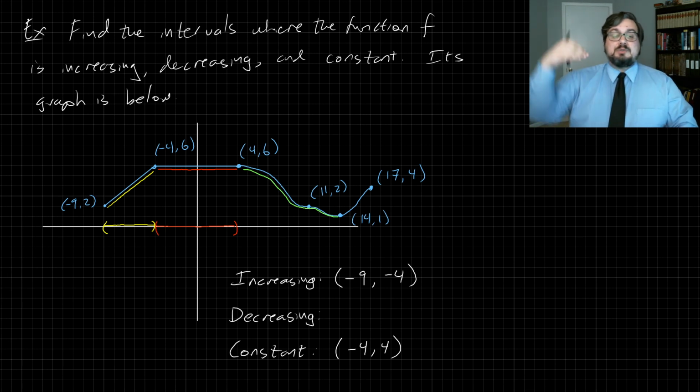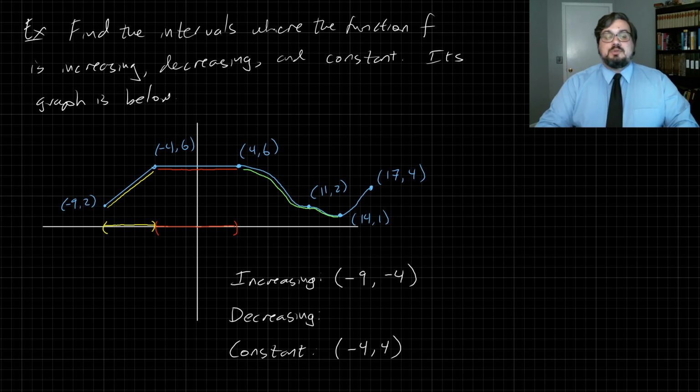We actually do say that it's decreasing the whole way down, because if I choose any two x values on this graph, on the green interval, the x value further to the right will correspond to a y value that's lower. So this function really is decreasing on the whole interval from 4 to 11.